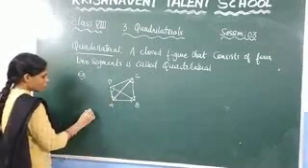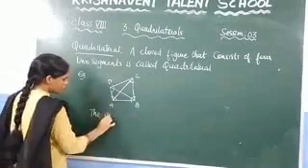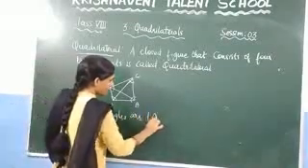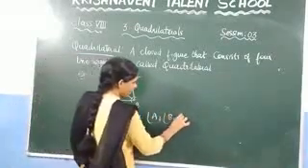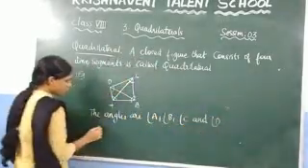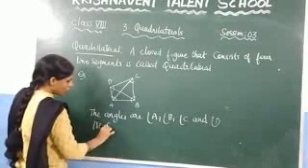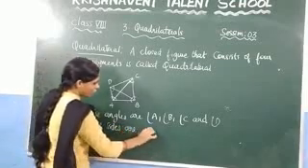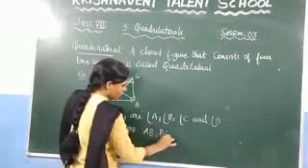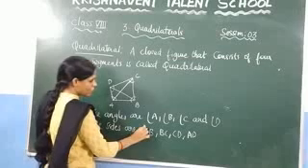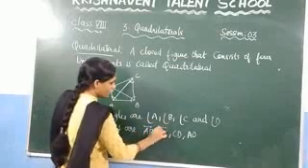Now, write this down. The angles are angle A, angle B, angle C and angle D. And what are the sides here? The sides are AB, BC, CD and AD. Since these are line segments, you have to mark them like this.